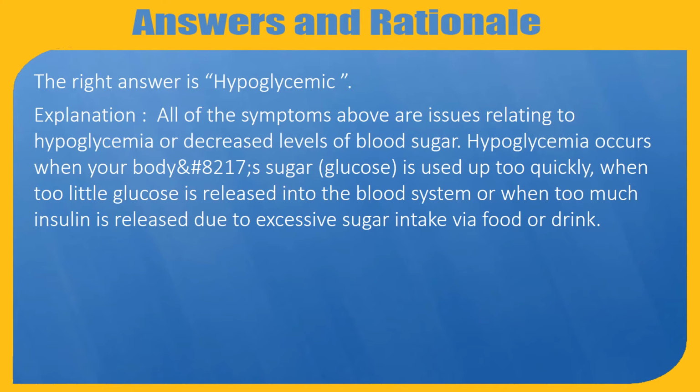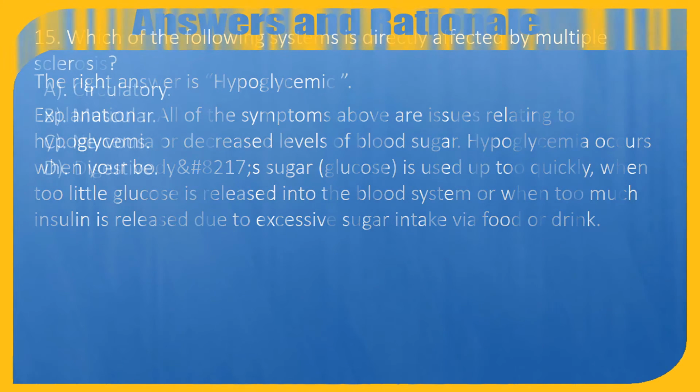Explanation: all of the symptoms above are issues relating to hypoglycemia or decreased levels of blood sugar. Hypoglycemia occurs when your body's sugar, glucose, is used up too quickly, when too little glucose is released into the blood system, or when too much insulin is released due to excessive sugar intake via food or drink.